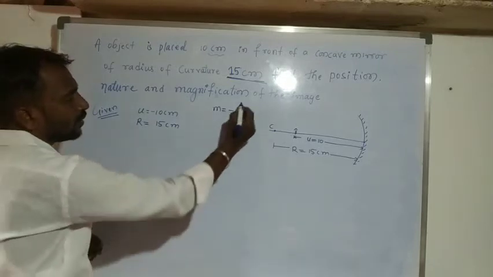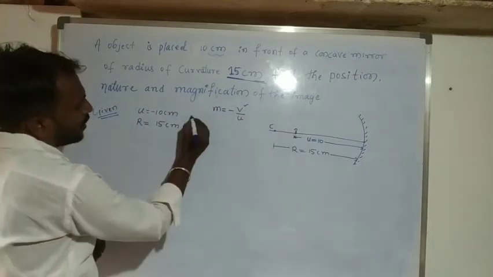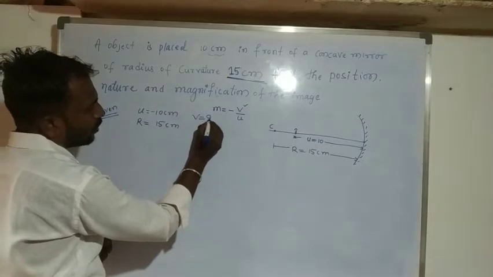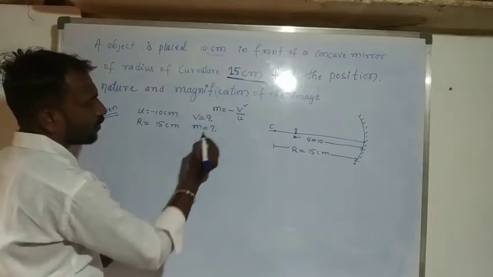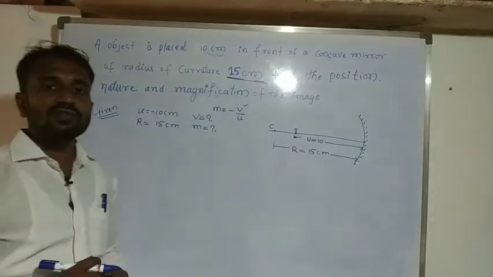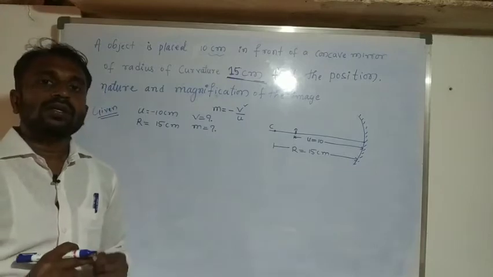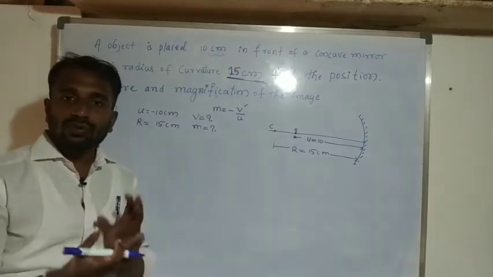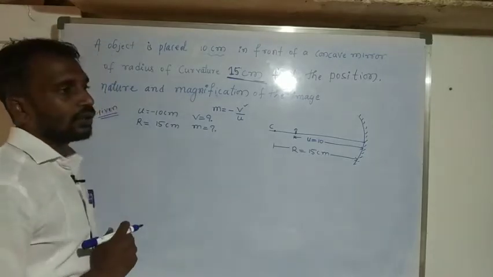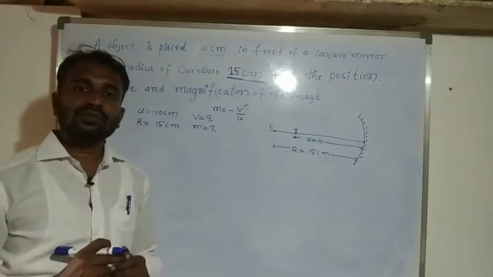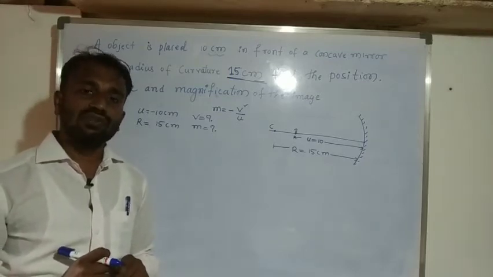Next, we want to find out the image distance, so v is equal to question mark. Afterwards, the magnification value m is equal to question mark. First we want to find out the image distance. Before that, we consider one formula, the mirror formula: 1 by f is equal to 1 by u plus 1 by v.